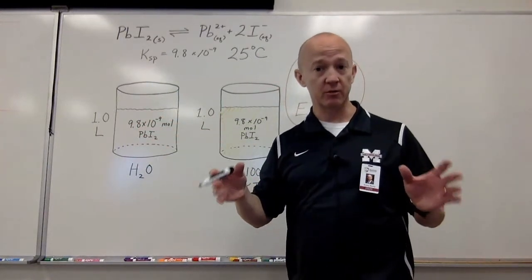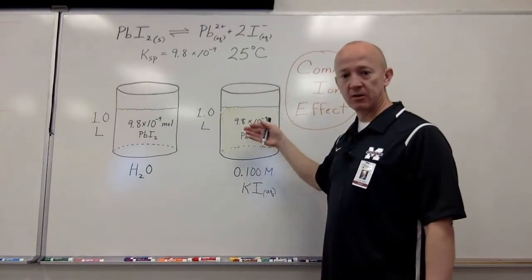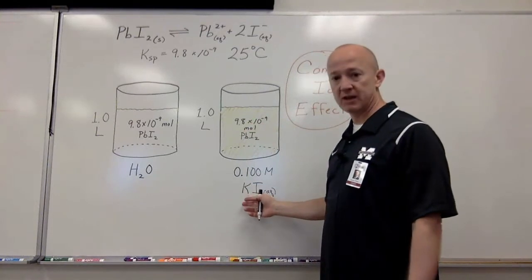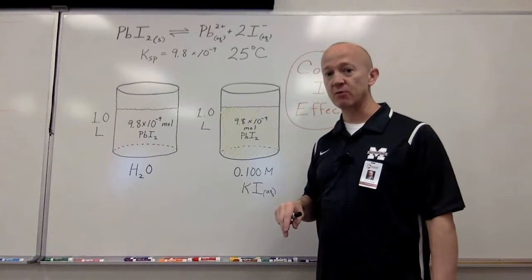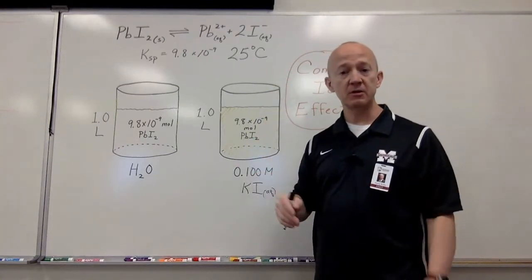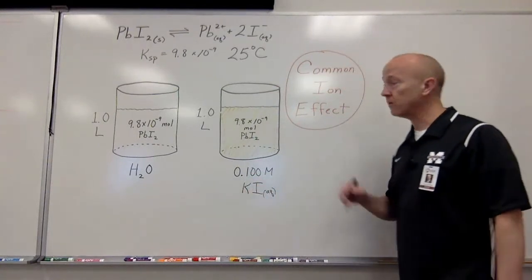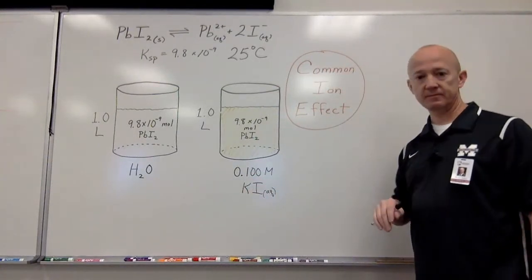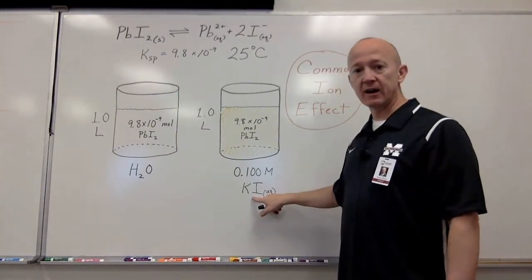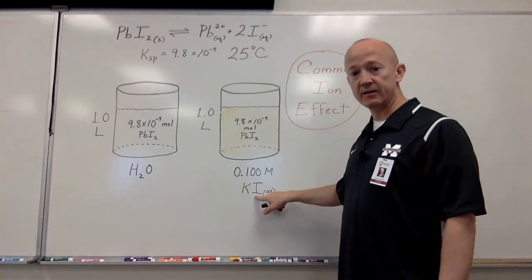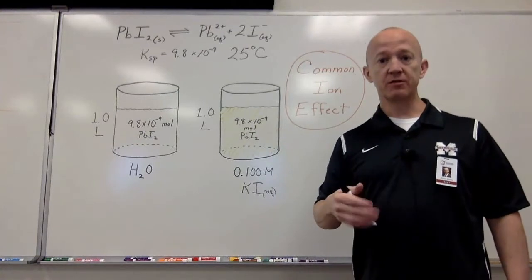And I would be able to if I could do that. However, when I do it in the second beaker, the one that has the aqueous potassium iodide solution, I put 9.8 times 10 to the -9 moles in there, a precipitate forms. Why? It's because of something that we call the common ion effect. In this case, we already have one of the ions present, the iodide ion, is already present in this beaker. And we can answer this with the Le Chatelier principle.